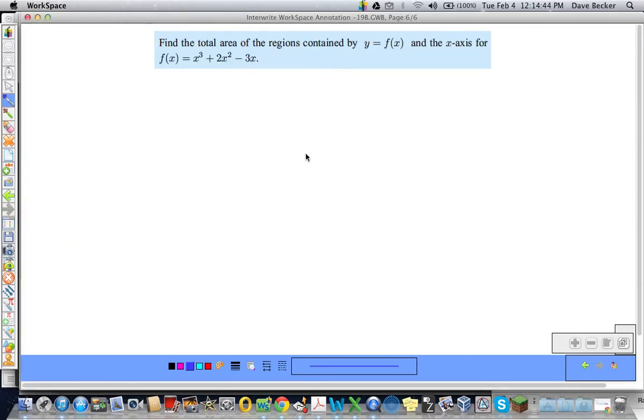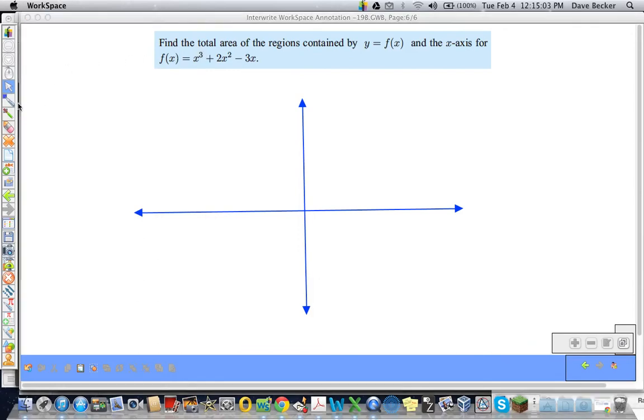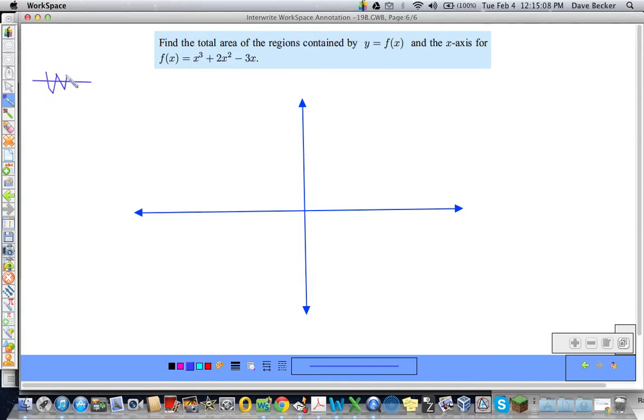And one final example: find the total area of the regions contained by y equals f of x and the x-axis for this function. Okay, so let's get an xy axis system real quick. Anytime we're dealing with the x-axis, we want to find the x-intercepts. And we have a cubic, so we know that it's going to be generally in this shape, because the coefficient of x cubed is positive. If it were negative, then it would look like that with this first part dipping downwards.